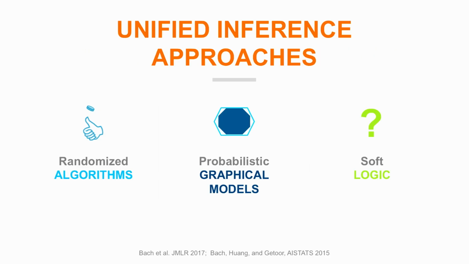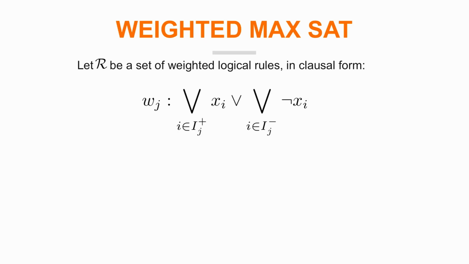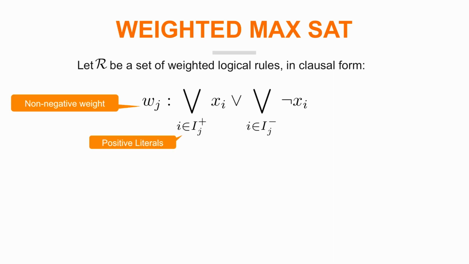So I'm going to attempt to go through this quickly, but we're going to go from randomized algorithms to graphical models to soft logic. And for the randomized algorithm, we all know we have some collection of rules. So some weighted logical rules is where we start. So we have non-negative weights. These are the positive literals. These are the negative literals. And we're going to put it in this disjunctive form.